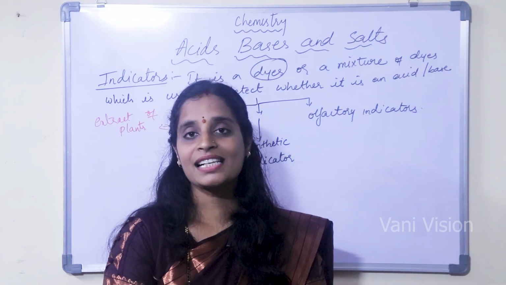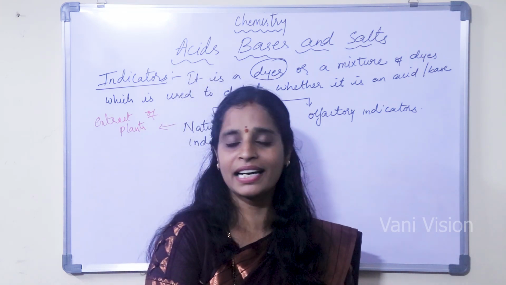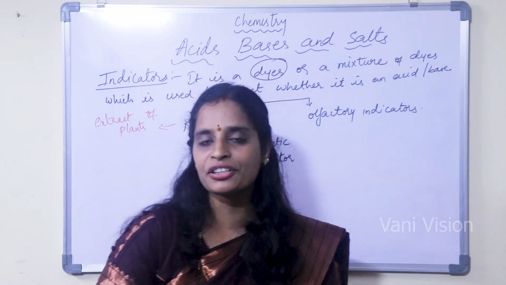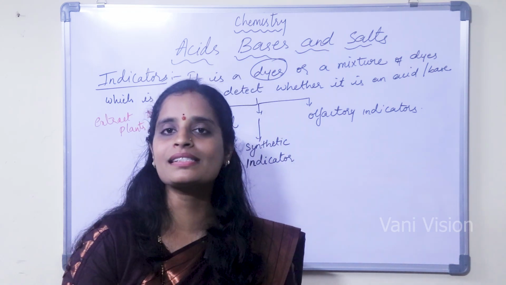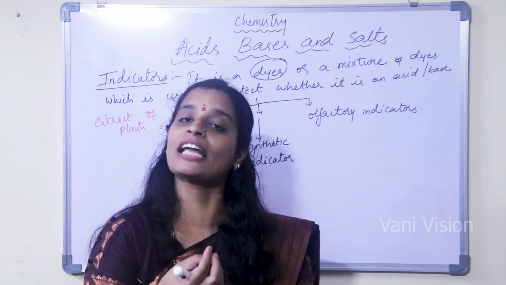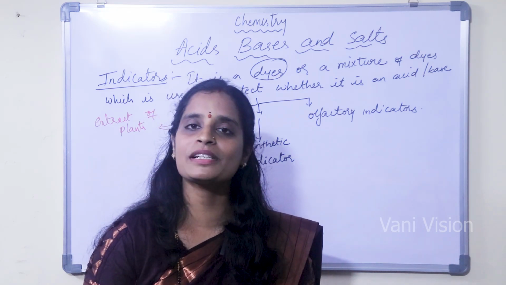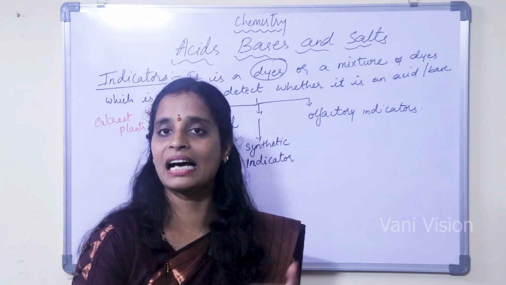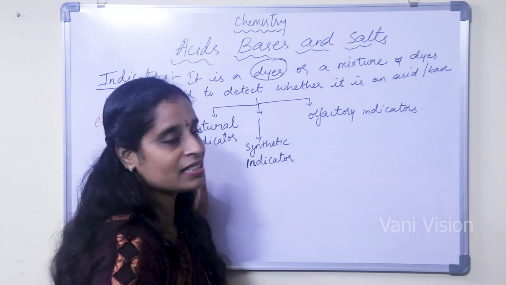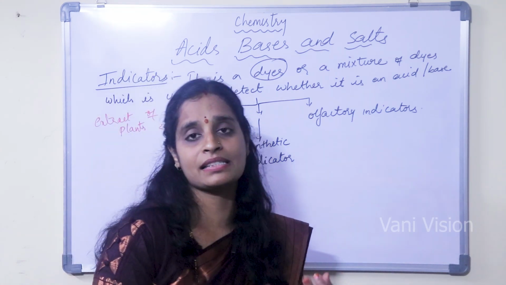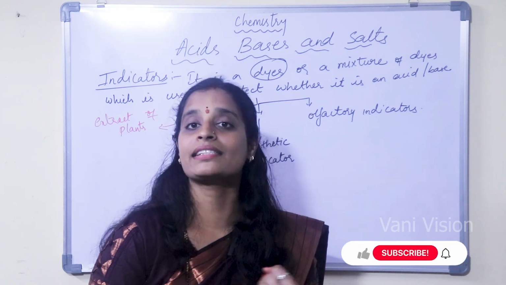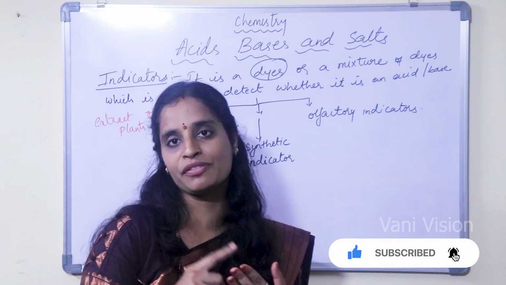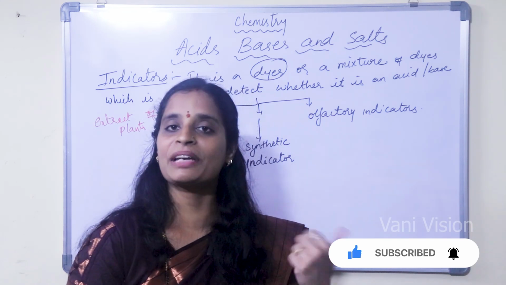As in the last video, we were discussing indicators. Indicators are used to detect whether a given substance contains an acid or a base. For that purpose, we use these indicators. My last video was about natural indicators: extract of red hibiscus, extract of red cabbage, turmeric and litmus papers, which I already discussed in the previous video.